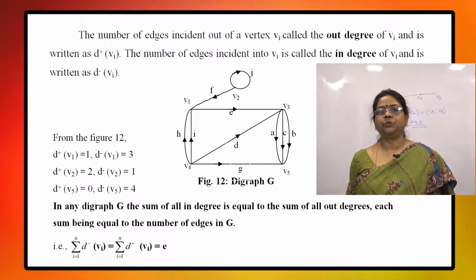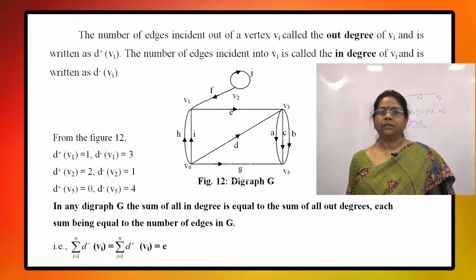Similarly, for V2, we see here that there is a self loop which is J. So, d plus V2 is 2, that is J is going out and F is going out from V2, and J is coming into V2. So, d minus V2 is 1.